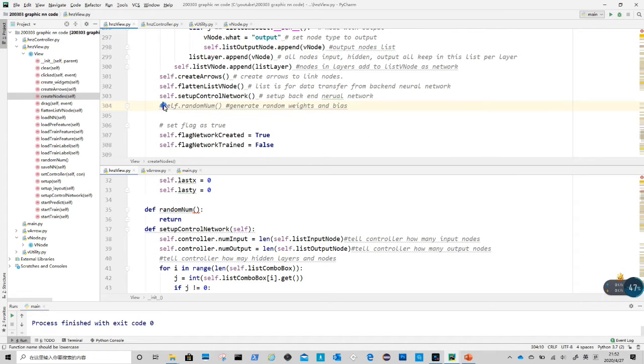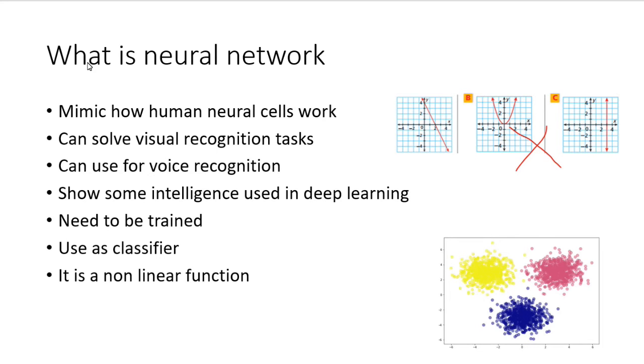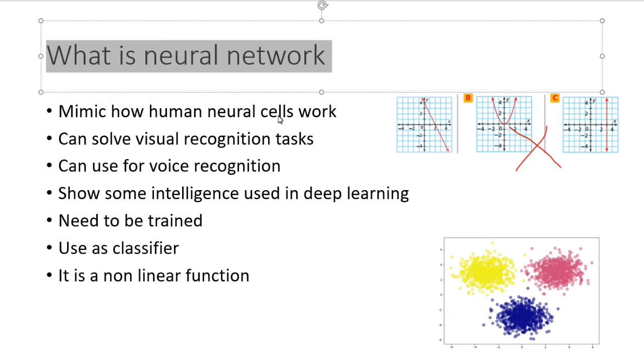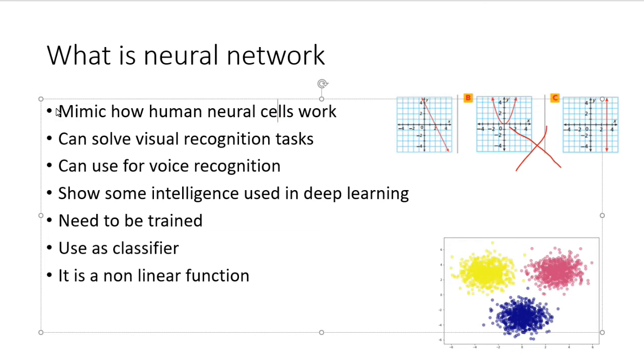Another missing method is random numbers. Before we start with it, we need to look into neural network theories to understand how it works and what steps are required. So what is a neural network? It is a software system that mimics how human neural cells work. It can solve problems that were very difficult before, such as visual and voice recognition. It also can show some intelligence, such as playing games and chess. It requires training the network using lots of data and iterations. Fundamentally it is just a non-linear classifier.